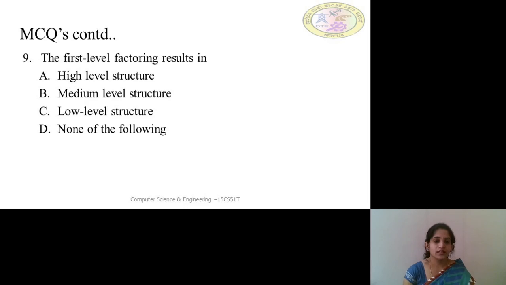Ninth question. The first level factoring results in option A, high level structure, option B, medium level structure, option C, low level structure, option D, none of the following. As we know, the first level factoring always results in a high level structure. Again, this high level structure will be transformed in terms of input, output as well as transformations. So the best suitable answer here is A, high level structure.